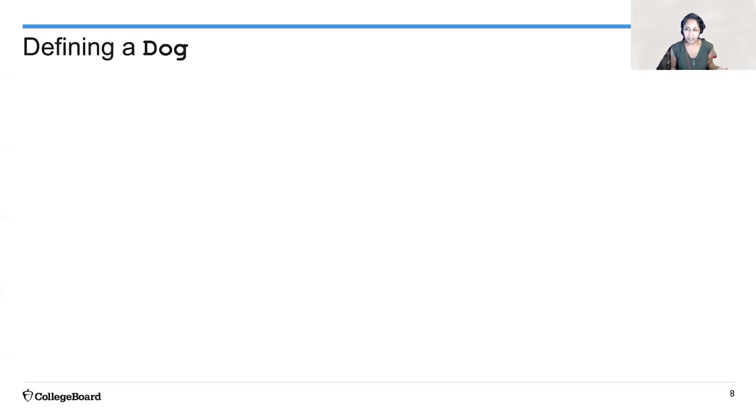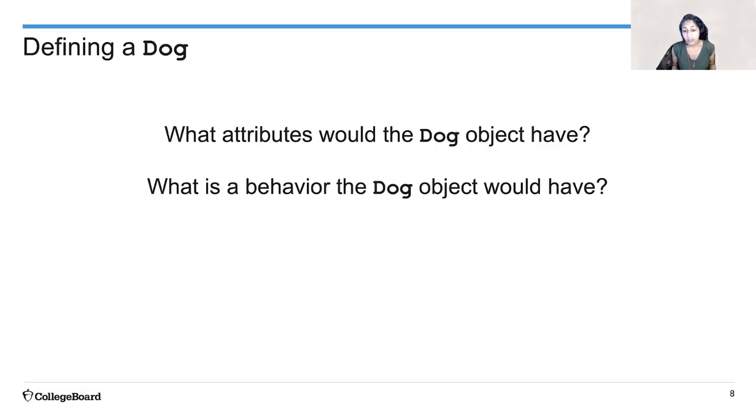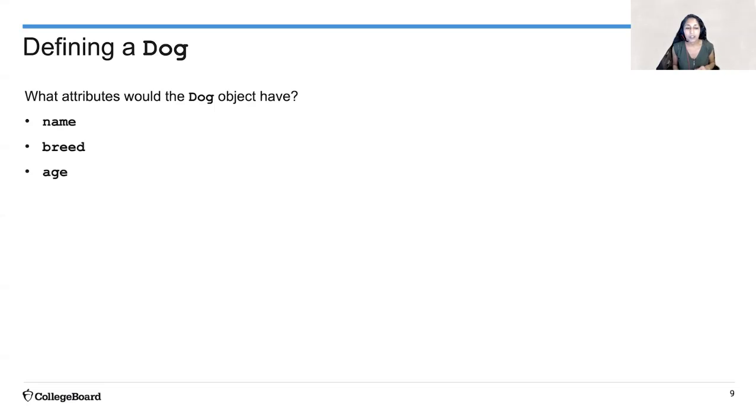So let's try defining a dog. What kind of attributes would a dog have? And what kind of behaviors would a dog object have? For the purpose of this, let's just focus on thinking of one behavior that the dog could have. So for the purpose of this program, I'm going to focus on creating a name for my dog. I'm going to specify the breed for that dog. And I'm going to specify the age of that dog. Those are the attributes that I'm going to use to specify different features or characteristics of my dog object.